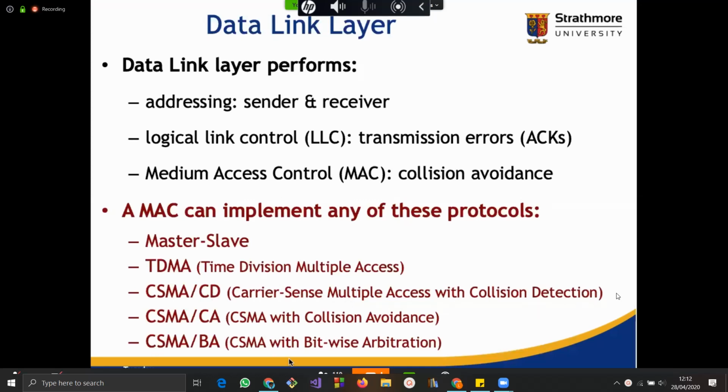Then there's collision sense. So this one is for the reactive. You can have collision sense with collision detection, then collision avoidance, bitwise arbitration. I believe you've covered this in your networking class, yeah? So there's nothing new. So this is the logic that will be implemented in the data link layer for the bus topology.